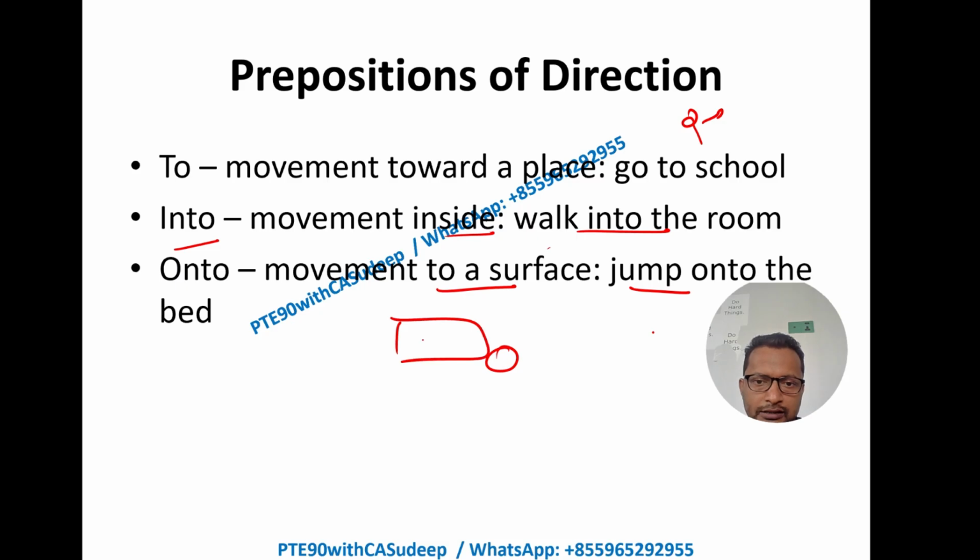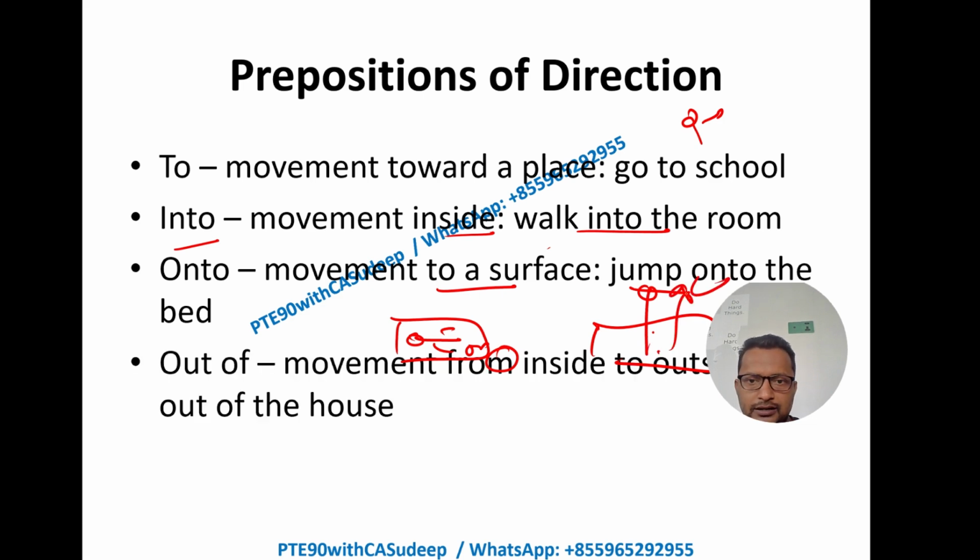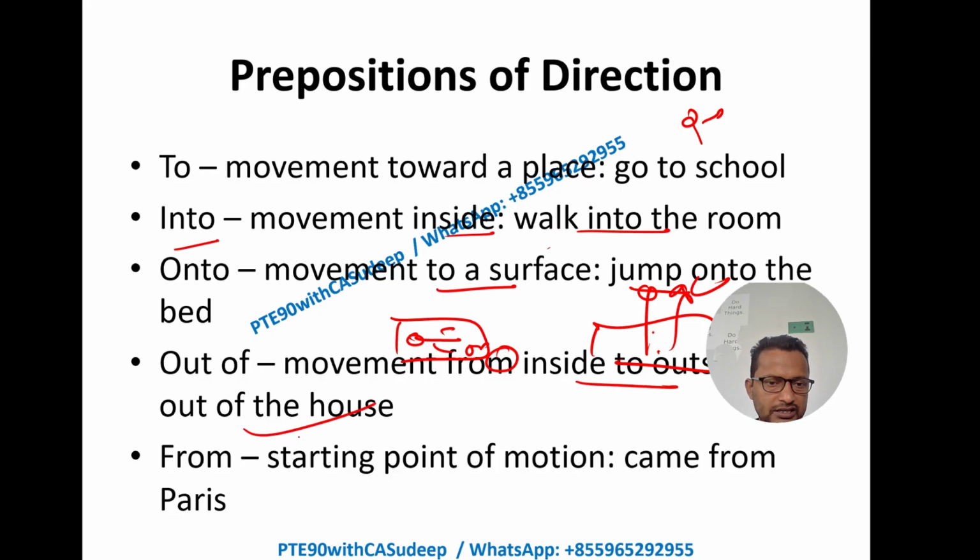So if you are lying in the bed, you say I'm lying on the bed, but if there's a bed and you are jumping, there's a movement, so that's why onto the bed. I think it's clear now. Out of: movement from or inside, out of, right? He ran out of the room. I think this is easy. From: starting point of the motion, right?